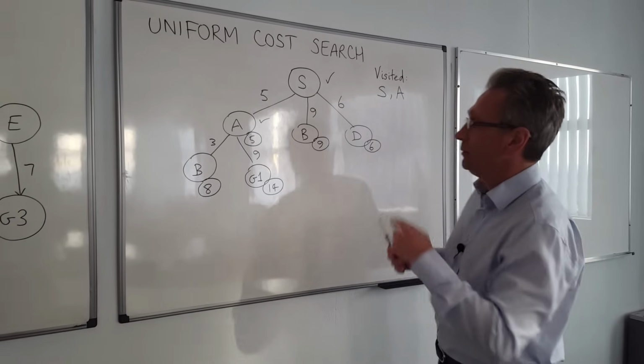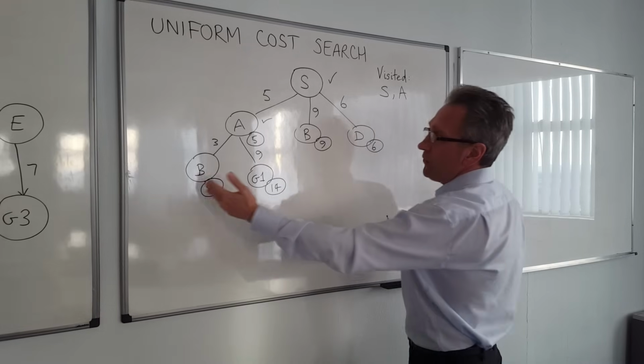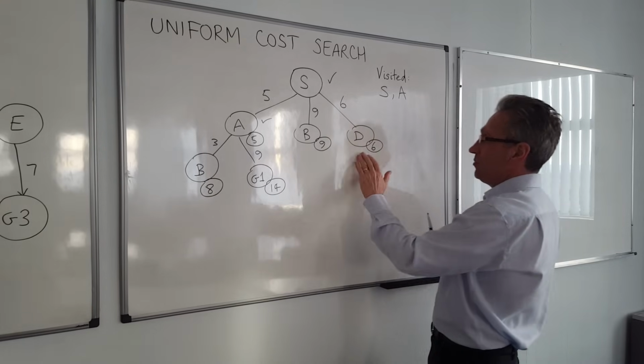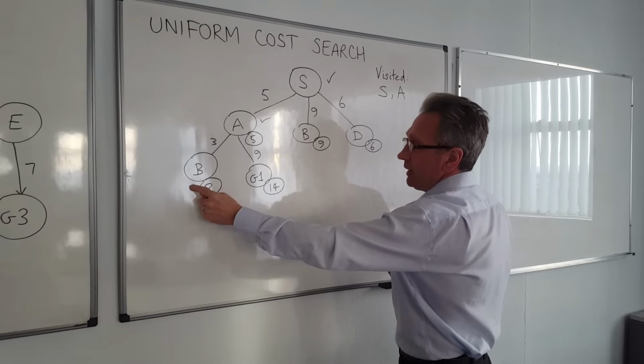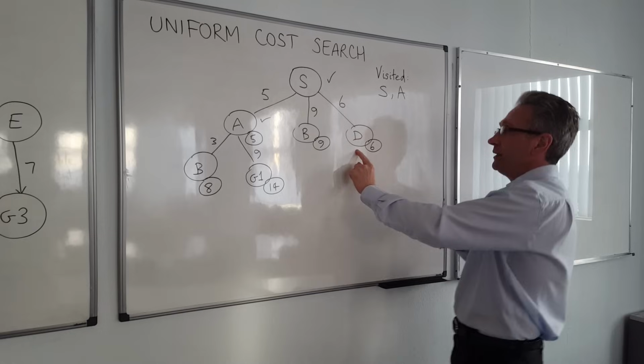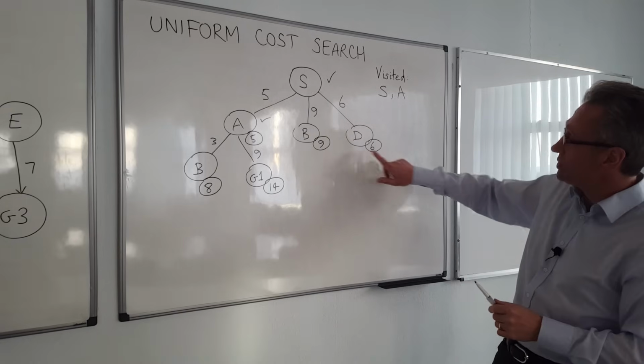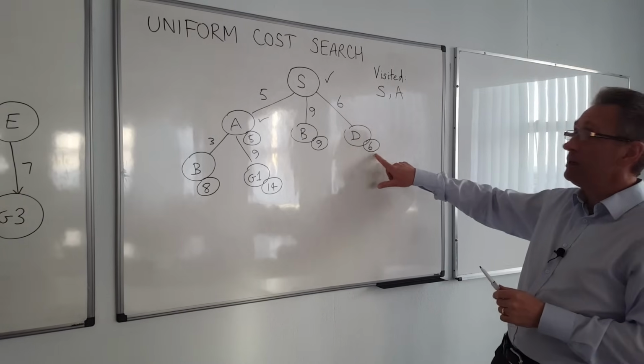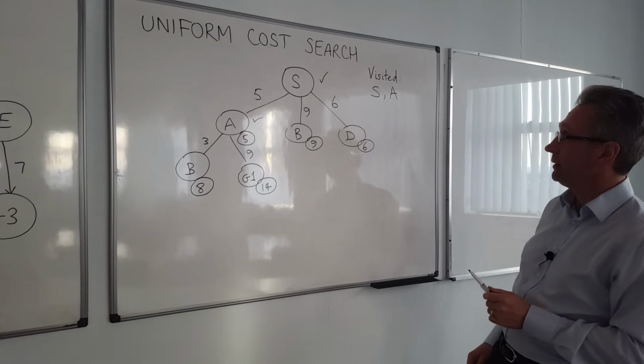Okay, so at this point in the search, we've got 4 active paths. The one ending in B here, the one ending in G1 here, the one ending in B here, and the one ending in D here. The cheapest one is this one, ending in D.